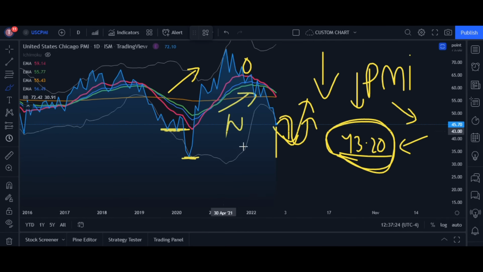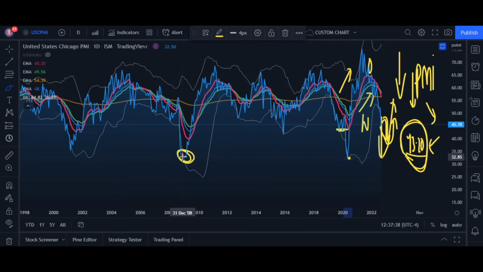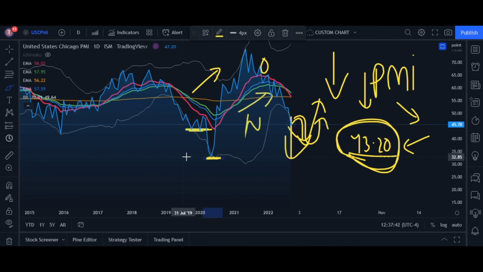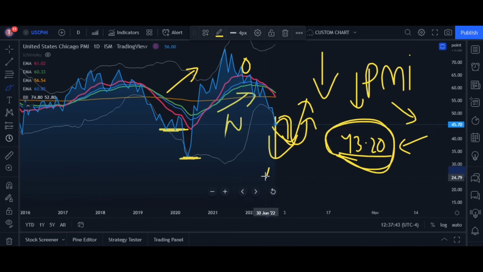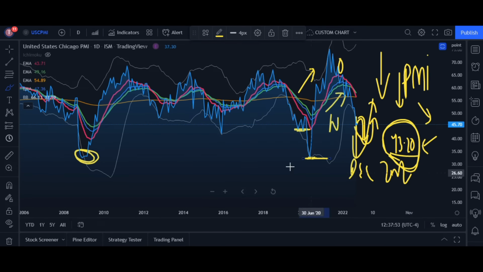Anyway, if it breaches the 43.20, the sentiment will be heavily bearish, because it is going to hit the lowest levels seen in May 2020 and in the Great Recession of 2008. So by November or December 2022, we can see the PMI hitting these levels, and then the historic levels that were seen in the Great Recession.